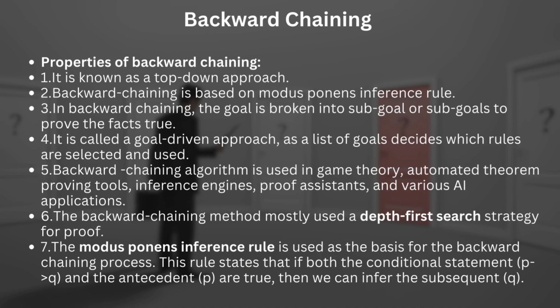You focus on the smaller goals to figure out how to reach your big goal. It is like breaking down a big problem into manageable steps. So, the backward chaining algorithm is used in game theory, automated theorem proving tools, inference engines, proof assistants and various AI applications. It is a method that mostly uses a depth first search strategy for proof.